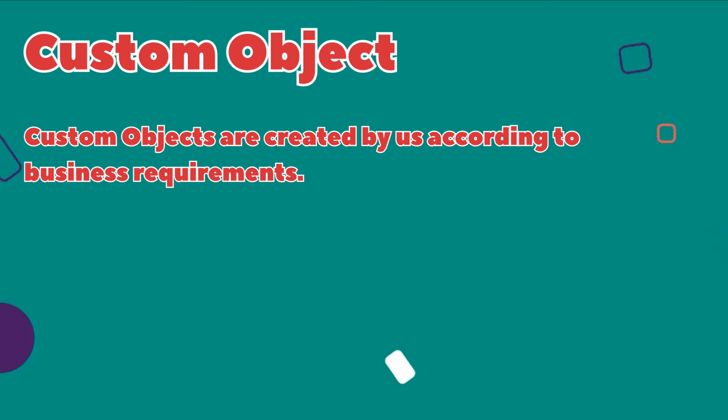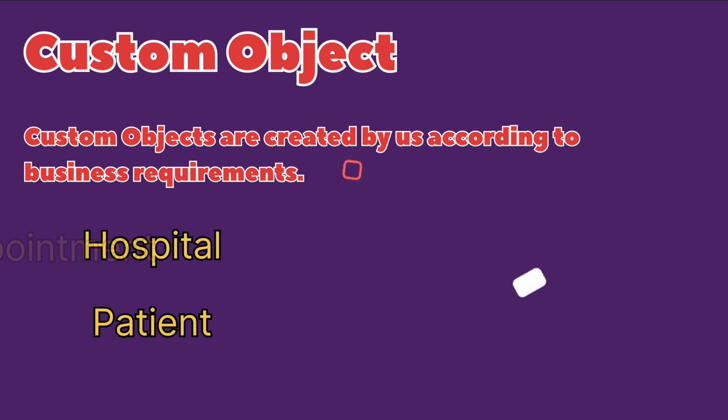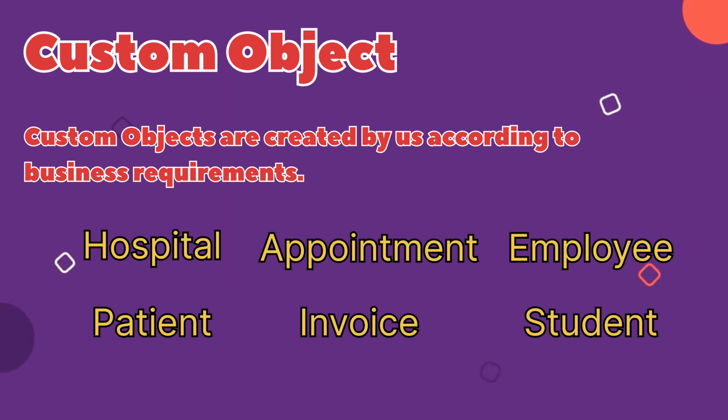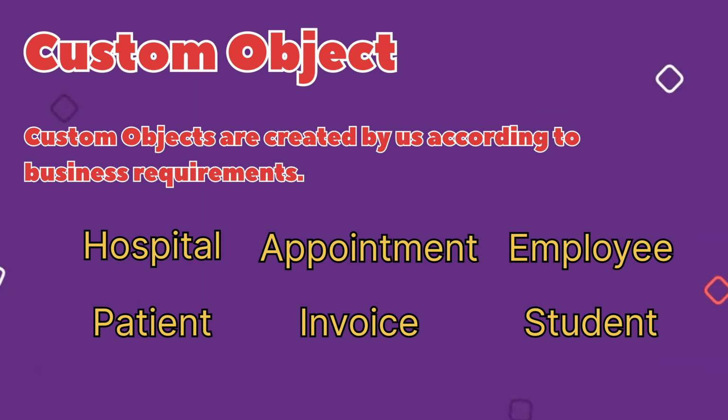And let's check custom objects. So what is a custom object? Custom objects are created by us according to business requirements. For example, hospital, patient, appointment, invoice, employee, student, project. These objects do not exist by default. We create them whenever standard objects cannot meet business requirements.